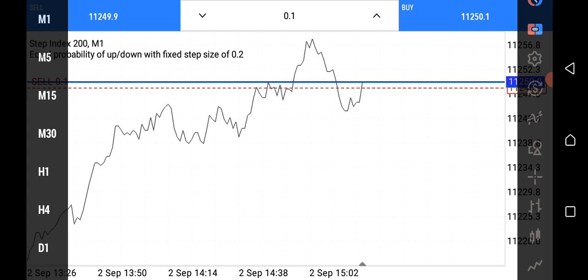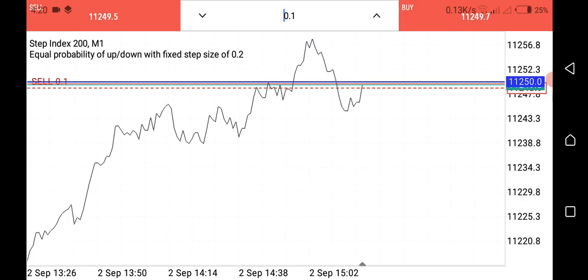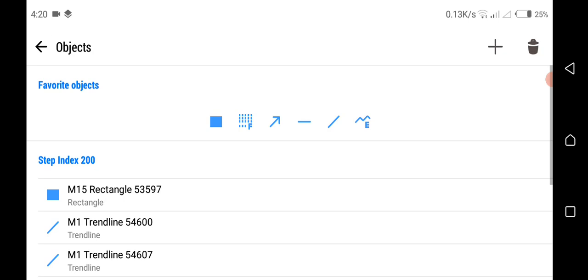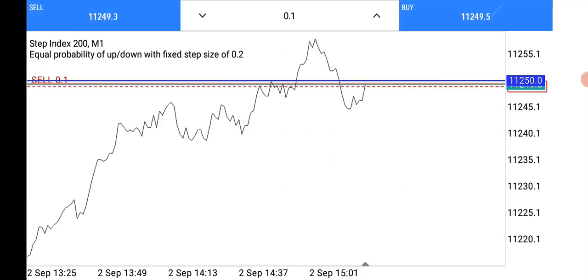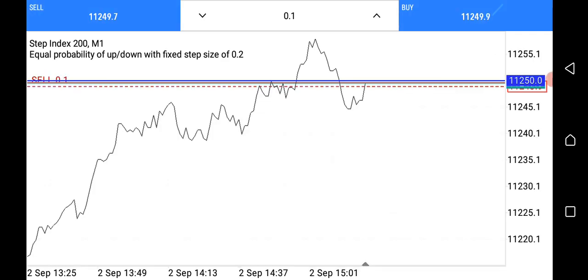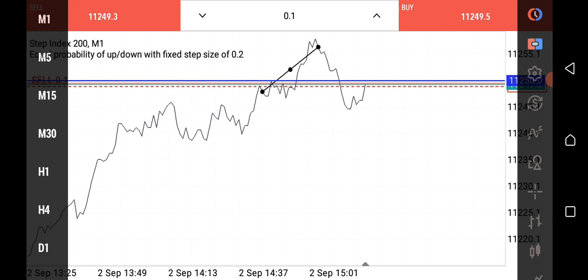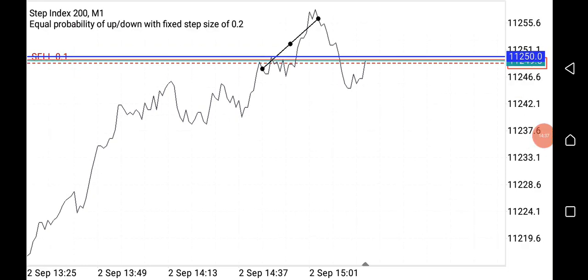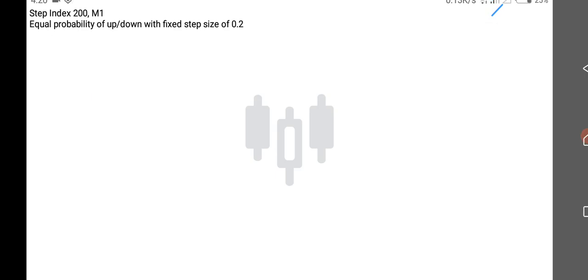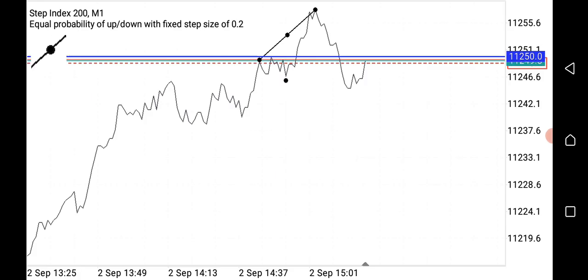Though looking at it, you see that it's looking like a Quasimodo from here, but it doesn't really matter. Both Quasimodo and the head and shoulders work their work. From here, it's looking like a Quasimodo pattern. But one thing is certain, the market must drop.